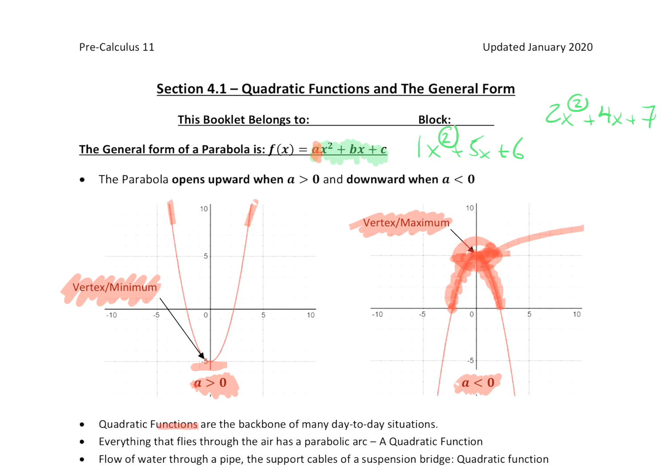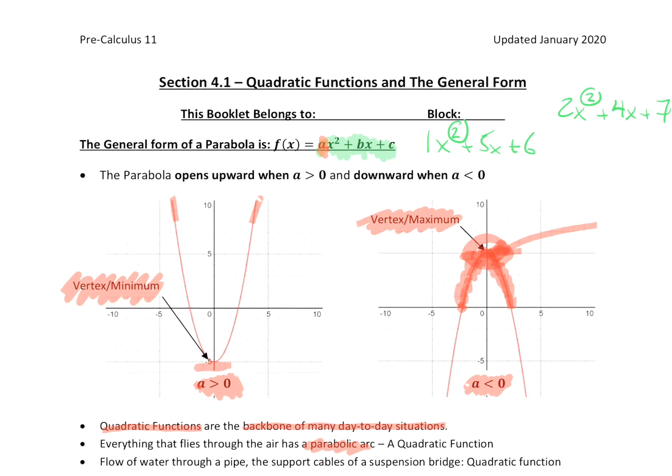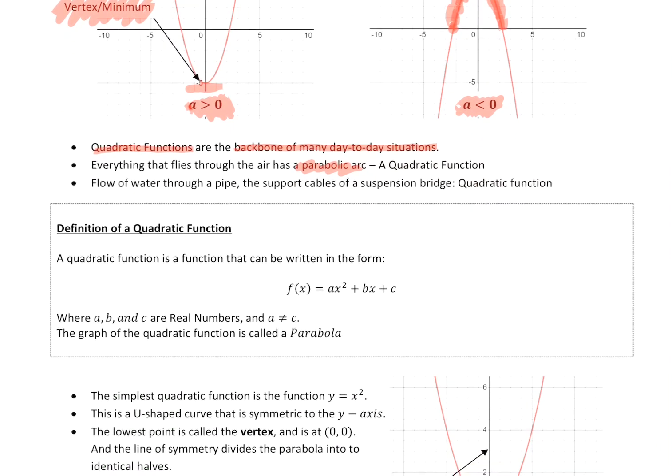So you'll see here I said quadratic functions are the backbone of many day-to-day situations because we live on Earth and gravity affects many, many things. You'll see everything that flies through the air makes a parabolic arc. And then when you get to calculus, you start to see the applications of quadratics, like water flow, support cables, tension. And when you get into engineering and higher levels of physics and chemistry, it's rates of change, which is often described through quadratics. So I know that sounds exciting, but that is where we are going.